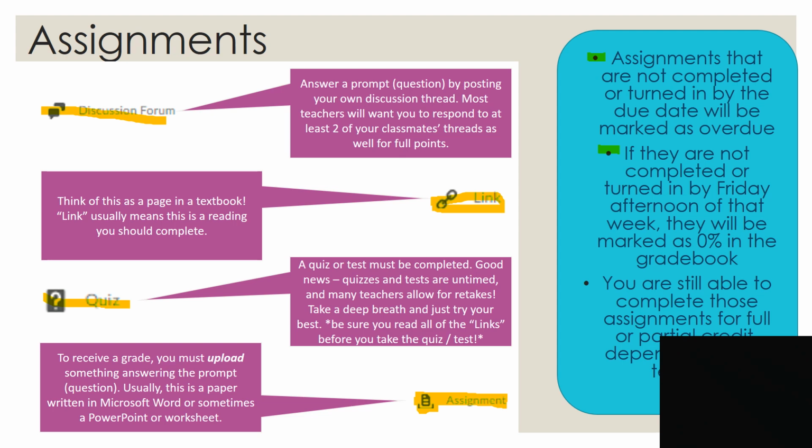You are still able to complete those assignments for full or partial credit, depending on the teacher, but you have to go into that class, go into the gradebook, find which assignments are 0% or F, contact the teacher and ask if you can reopen them, then redo them, and then you might only get partial credit. So this gets pretty messy, and that is why we encourage you to start off strong and complete all of your assignments before the due date so you don't have to worry about that.